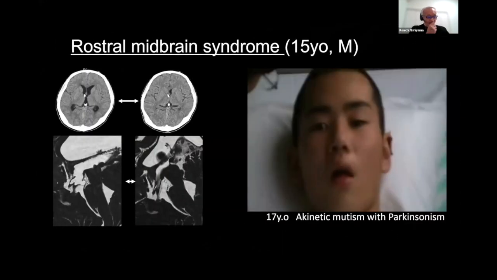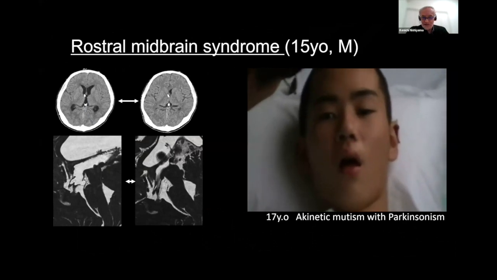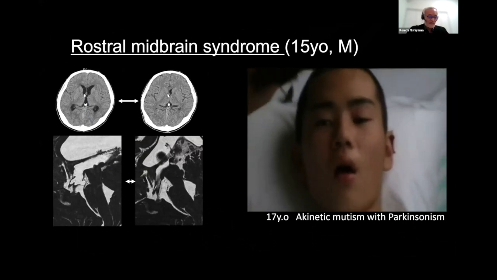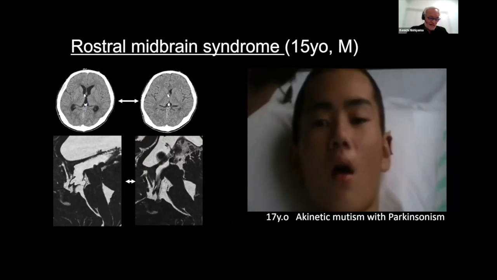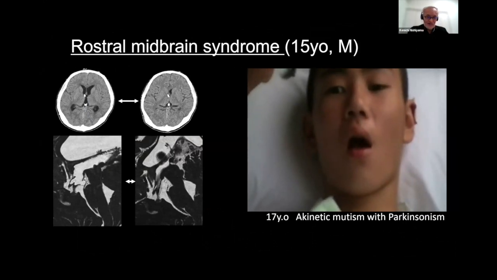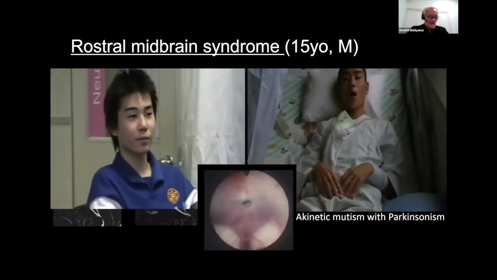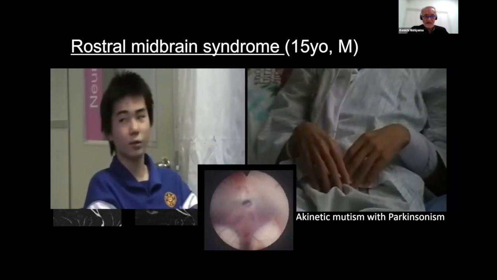This case is an infrequent but profound complication of the shunt, Slit ventricle midbrain syndrome. It is characterized by akinetic mutism and Parkinsonism that develops in some patients after repeated changing of the initial setting pressure of the shunt. So when you apply ETV and convert to shunt independent, these symptoms improve dramatically like this.